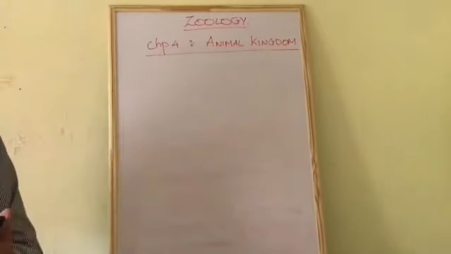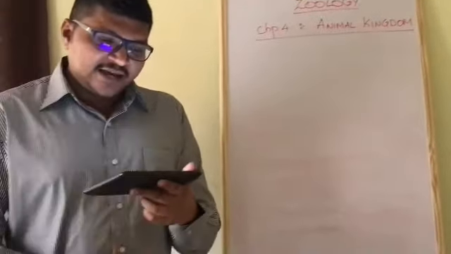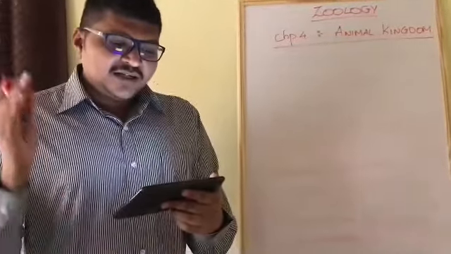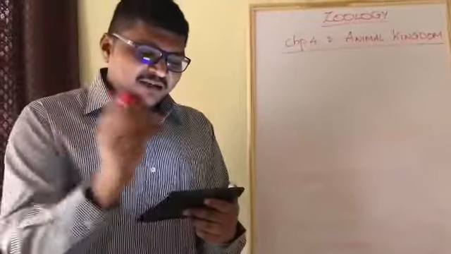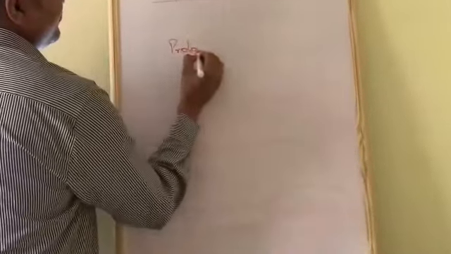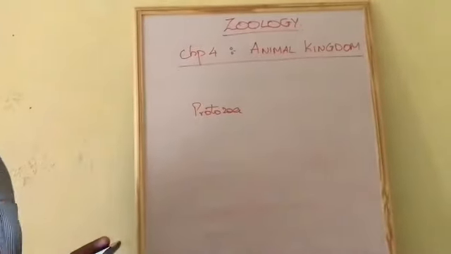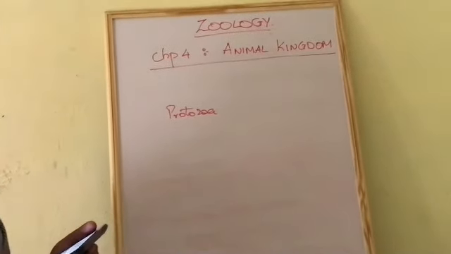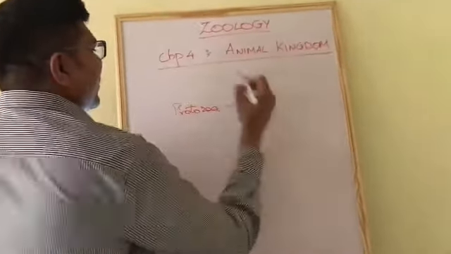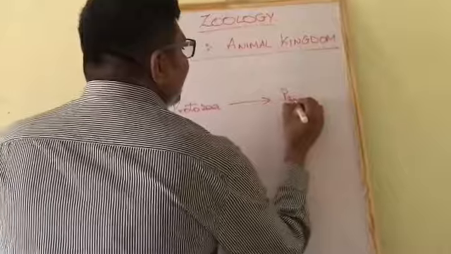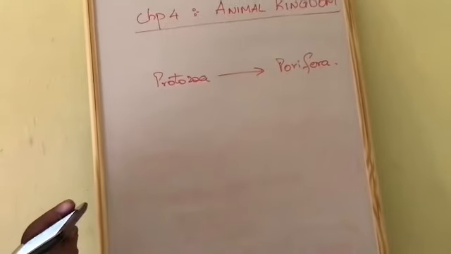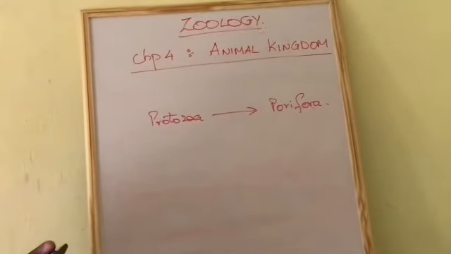Question number 2 says, evolution of Porifera from protozoan is evidenced by the animals like. So that means we need to find out the similarity or the linking between the protozoan and Porifera. So protozoa, we all know that protozoans are amoeba, chlamydomonas and plasmodium, euglena. Such type of animals are called protozoans, and we are supposed to find out the connection of protozoans according to evolution with Porifera.